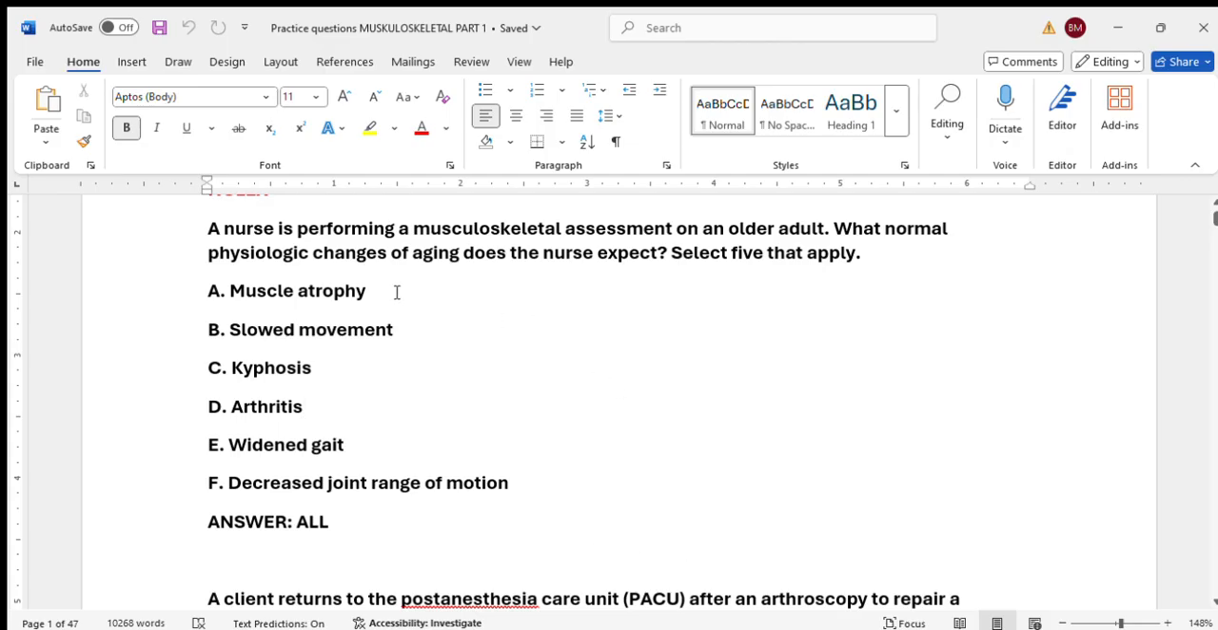So muscle atrophy is going to be a major part. Slow movement, of course, if you are aging. Kyphosis, remember, patients are going to start decreasing in stature. Arthritis also is the inflammation of the joints, weakening gait, and decreased joint range of motion.